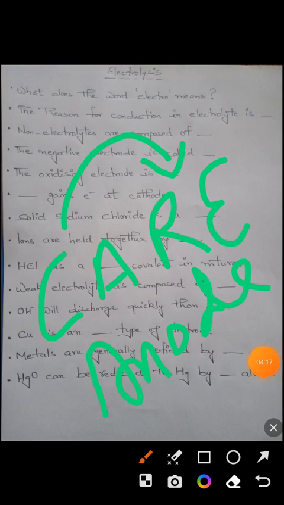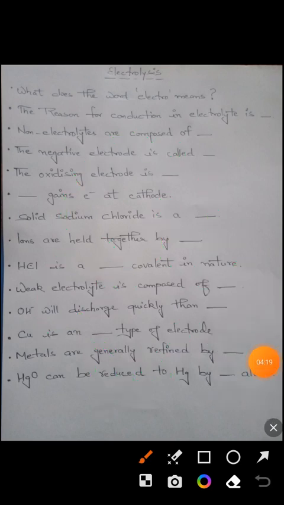In this way you can remember. Now moving on to the next question: dash gains electrons at cathode. Right now only we discussed that cation moves toward cathode. Okay, so it's given cathode, so definitely the answer will be cations. Cations gain electrons at cathode.